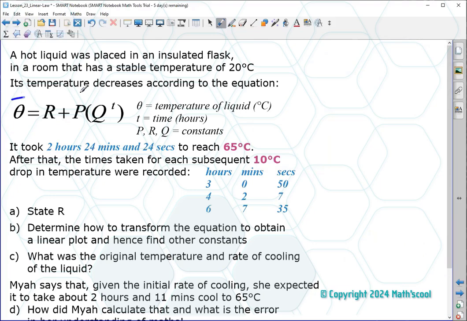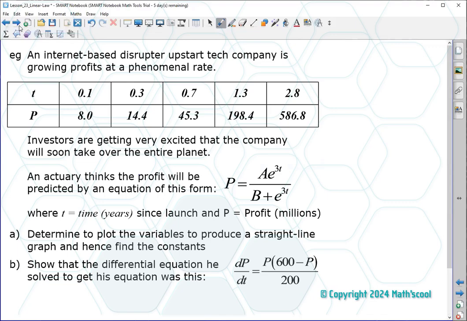Again, they've given us the equation. This equation is to do with a situation. It's to do with a hot liquid being placed in an insulated flask in a room which has a stable temperature of 20 degrees. That's Newton's law of cooling. So we probably know some other stuff to do with that, which will help us with a question like that.